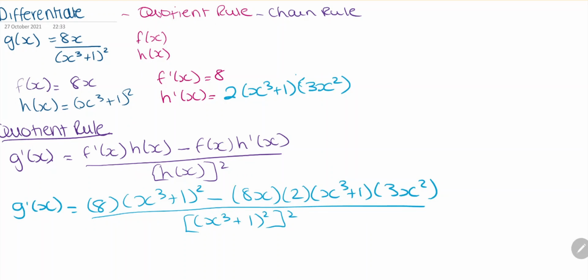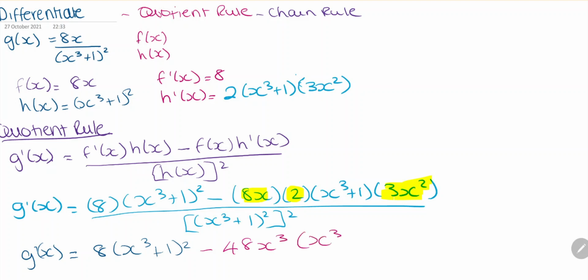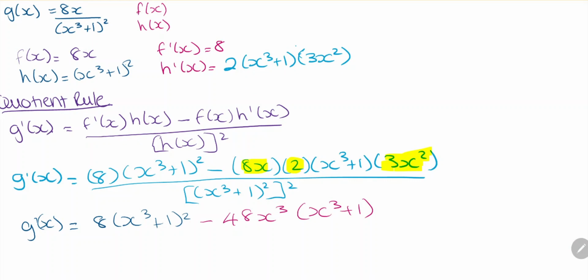Okay, so we need to simplify. So let's have a look what we have. So I'm going to multiply out our terms first. So we have 8(x cubed plus 1) squared. And then I am going to simplify. So we've got 8x multiplied by 2 multiplied by 3x squared. So this will be 16 times 3. So that's going to be minus 48x cubed. And this is multiplied by x cubed plus 1. And this is all divided by (x cubed plus 1) to the power of 4 if we multiply our powers.